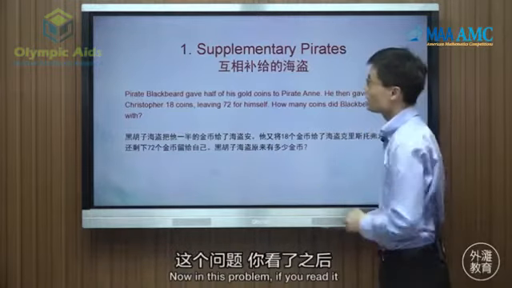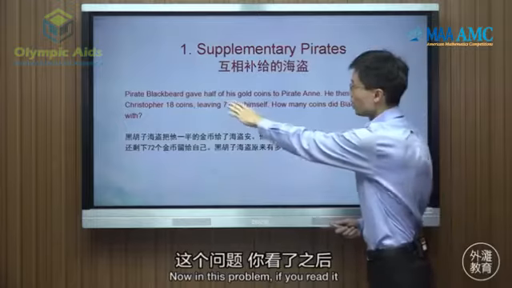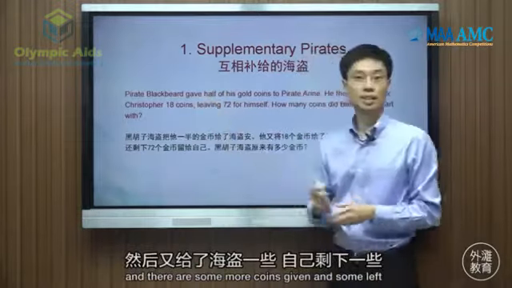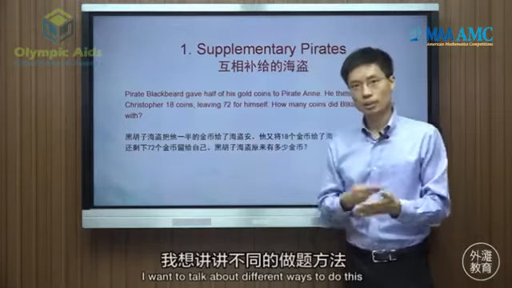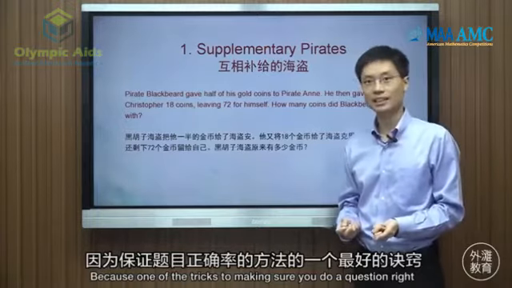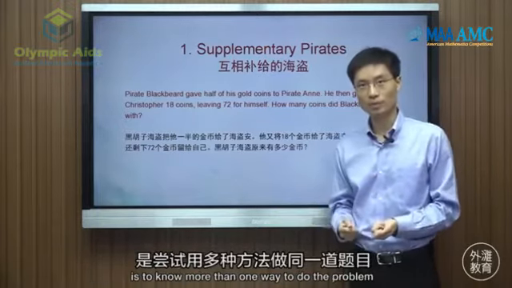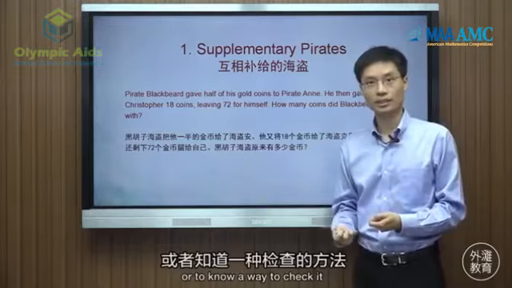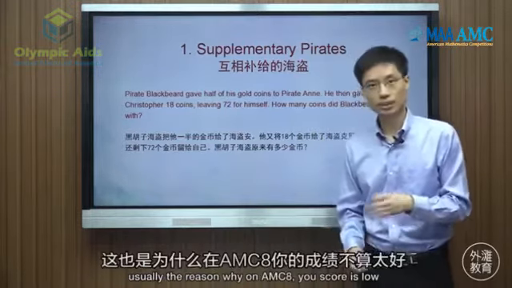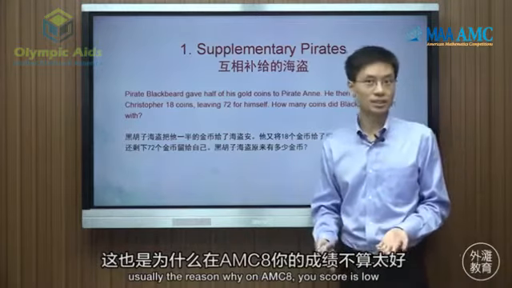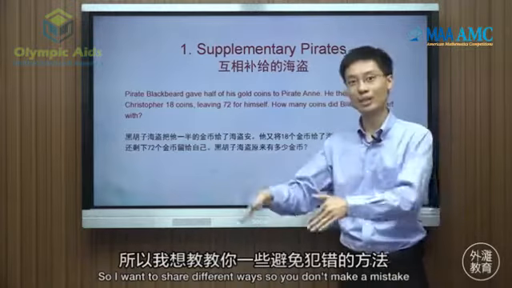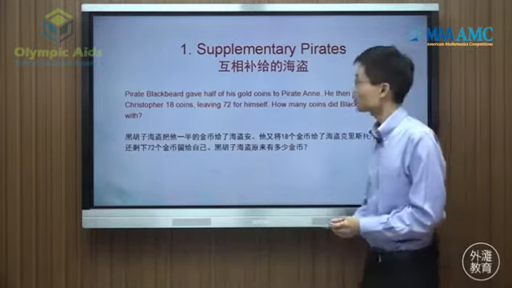Now, in this problem, if you read it, you give half the coins and then some more coins are given and some are left. I want to talk about different ways to do this, because one of the tricks to making sure you do a question right is to know more than one way to do the problem, or to know a way to check it. Even though the question itself is not difficult, usually the reason why on an AMC8 your score is low is because you make a mistake. So I want to share different ways so you don't make a mistake.